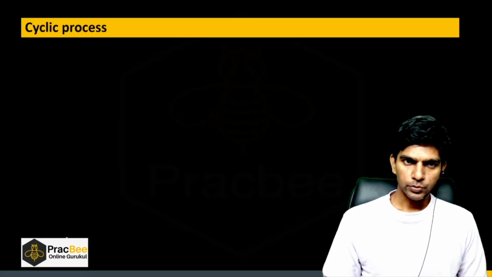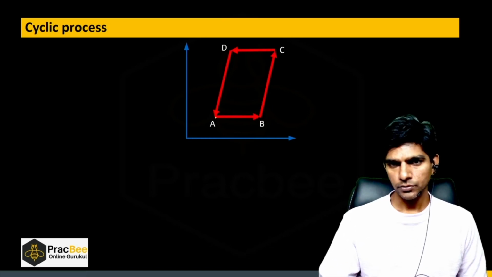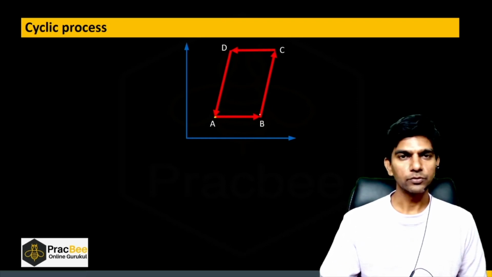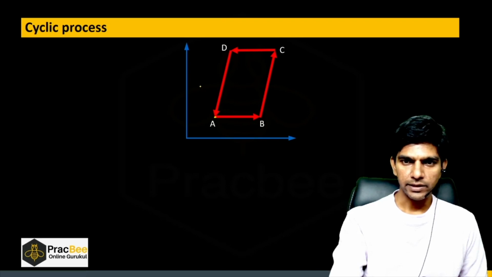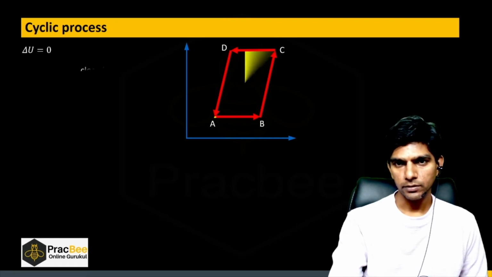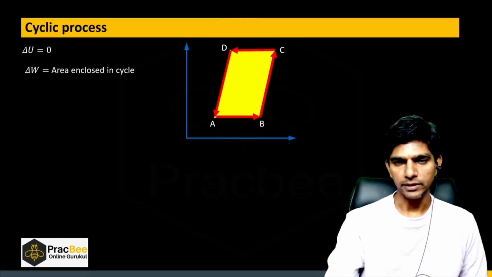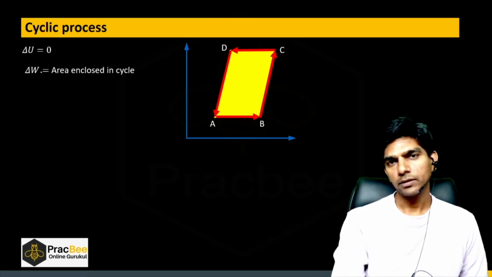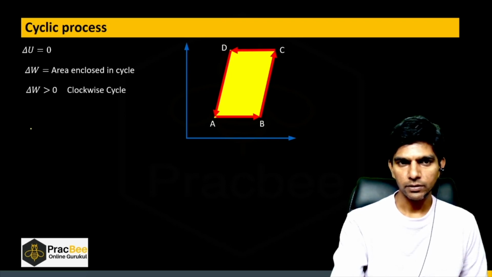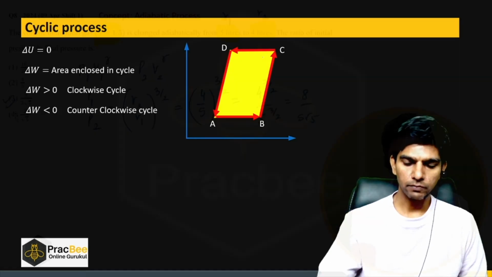Okay, so the next process is the cyclic process. What is the cyclic process? In a cyclic process, we come back to the same initial state, and delta U is 0. If I want to find the work done, it will be this shaded area, the area enclosed by the cycle. If we have a clockwise cycle, the work done will be positive, and if we have a counterclockwise cycle, the work done will be negative. In this particular diagram, since we have a counterclockwise cycle, the work done will be negative.